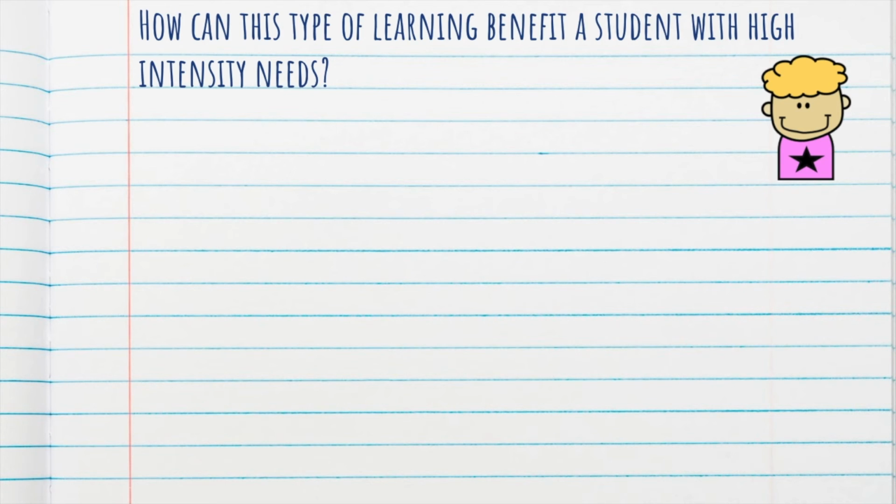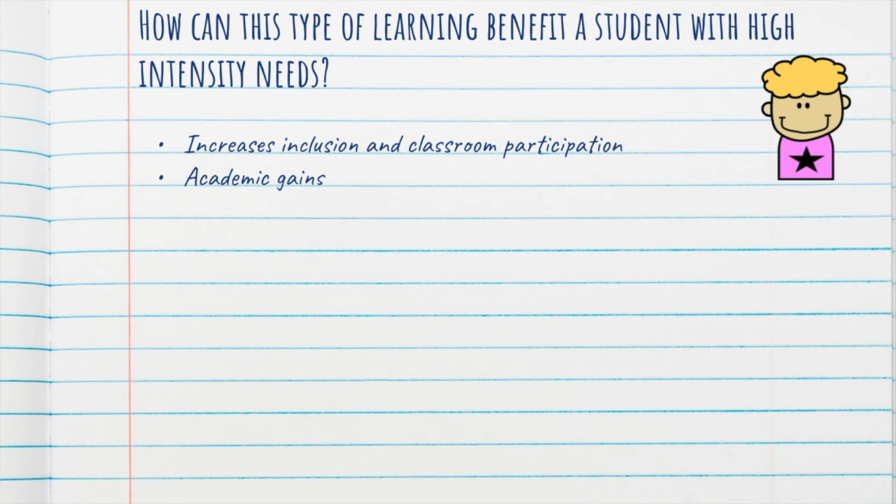Let's first discuss how peer learning can help a student like Timothy. The peer learning model can increase inclusion and classroom participation of a student with high-intensity needs by creating an organic support system within the classroom. It can also help the student achieve academic goals as well as IEP goals.